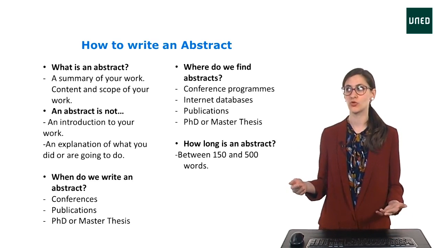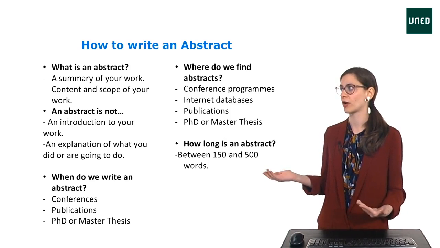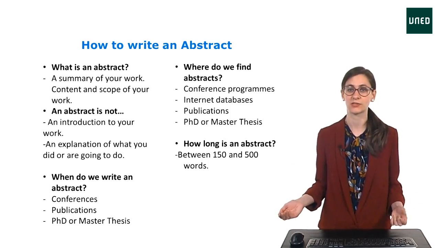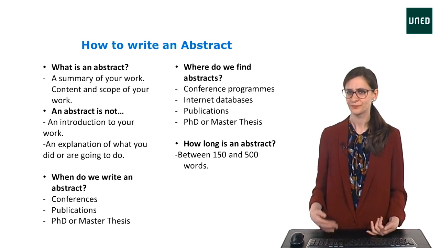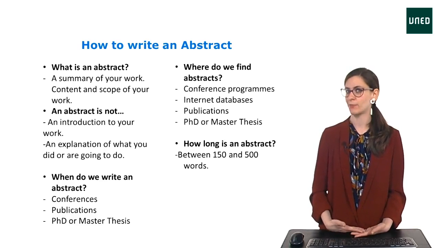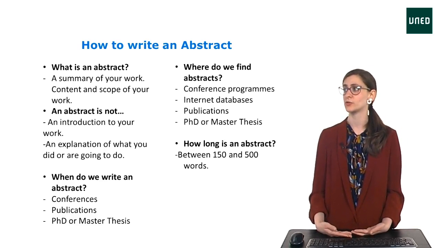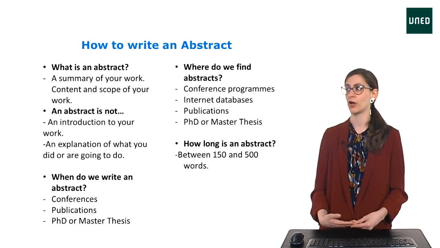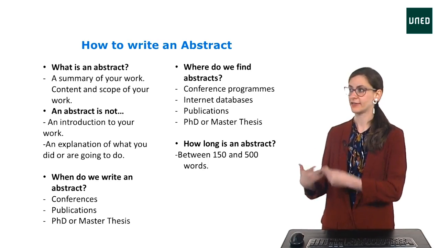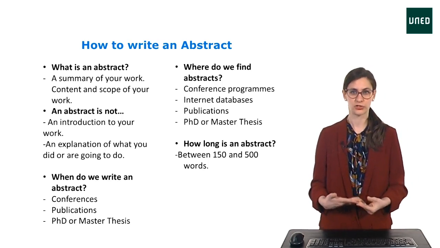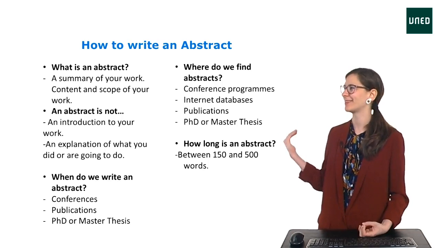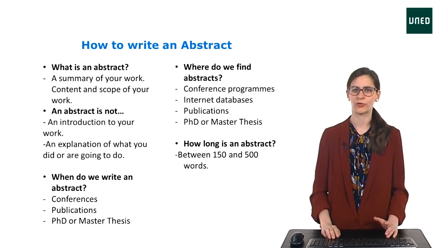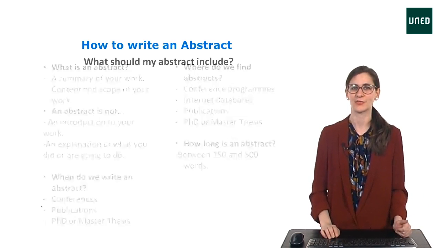And sometimes you might be required to write a longer abstract, one that is usually called an extended abstract of 600 words, 700 words. Often when we have to write this type of extended abstract is when we want to send a proposal for a chapter in an edited book, or a proposal for an article in an edited volume of a journal, for instance. But as I said, the typical length is 150 and 500 words. This is more or less the typical size of an abstract.